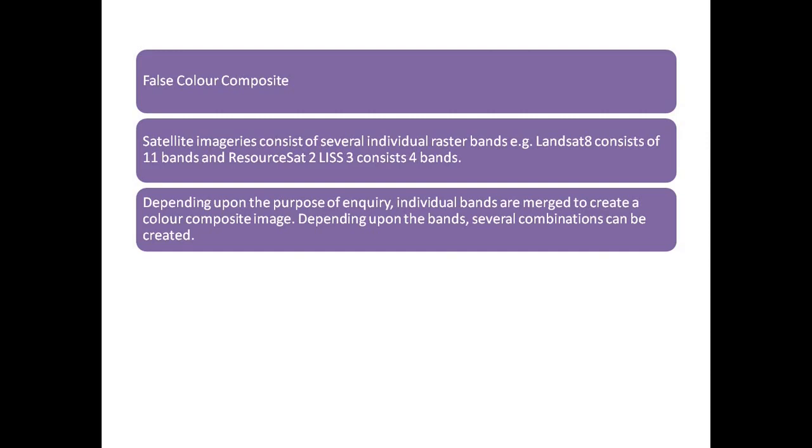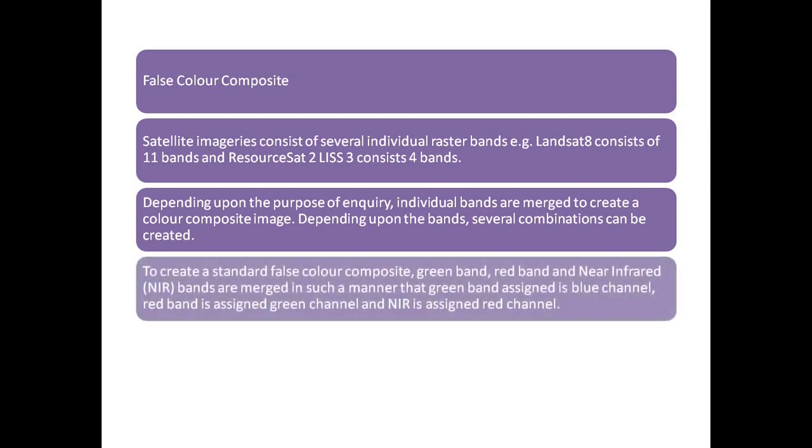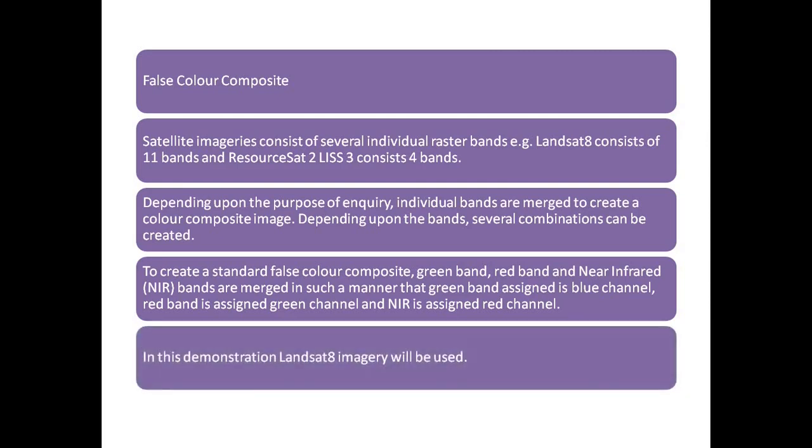Depending upon the bands, several combinations can be created. To create a standard false color composite, green band, red band, and near infrared bands are merged in such a manner that green band is assigned blue channel, red band is assigned green channel, and NIR is assigned red channel. In this demonstration, Landsat 8 imagery will be used.